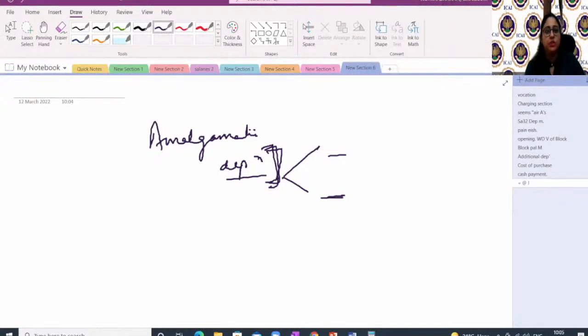First time depreciation calculation is difficult. That's why I tried covering it step by step. I hope you people understood. Rates of depreciation will not be given in exam. You have to remember them. ज़्यादा नहीं है. It will not be given in exam.